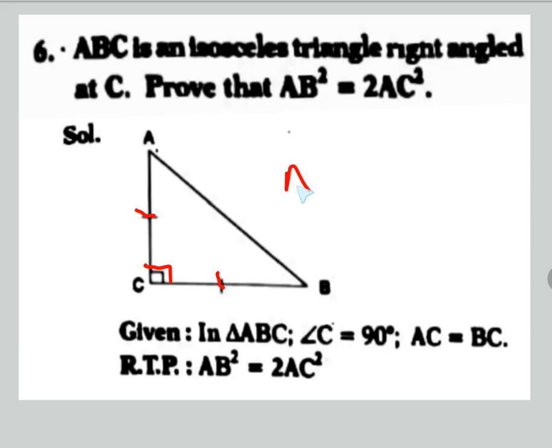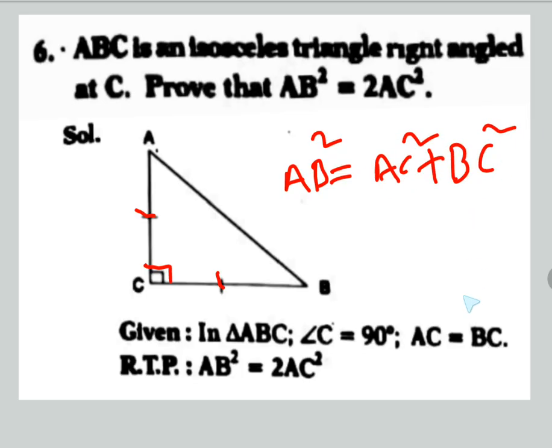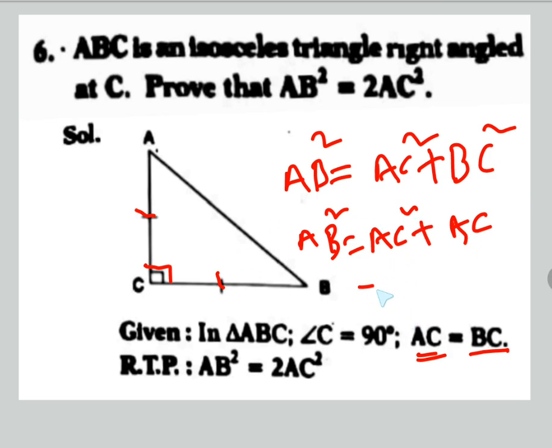So we can write with respect to that using Pythagoras theorem, AB square is equal to AC square plus BC square. But what about AC and BC? They both are same. We can write BC equal to AC. Then AB square is equal to AC square plus AC square, because BC is equal to AC are given. Then that is equal to 2AC square. AB square is equal to 2AC square.